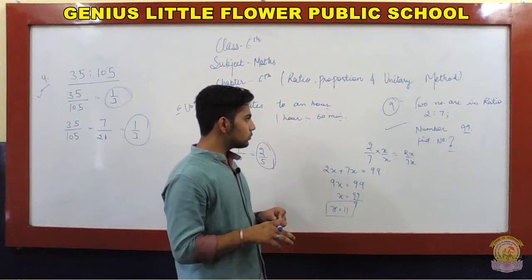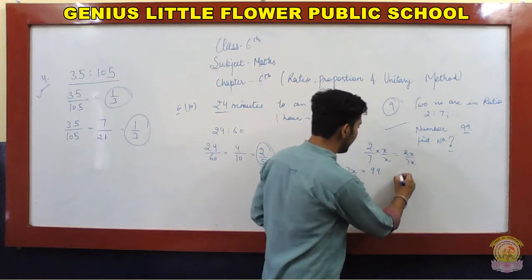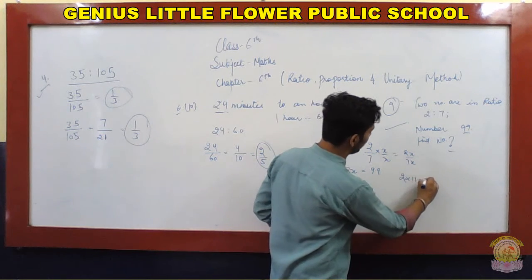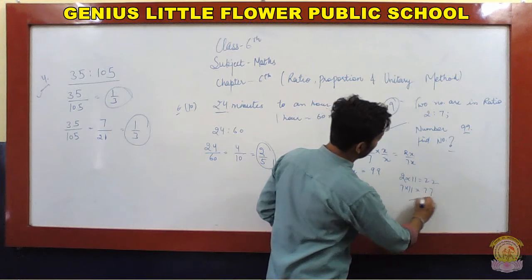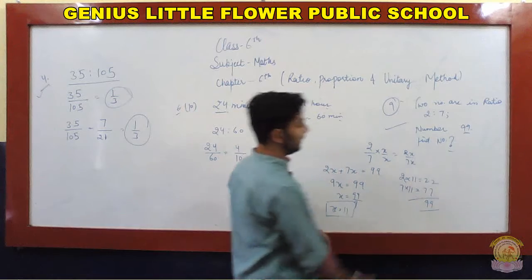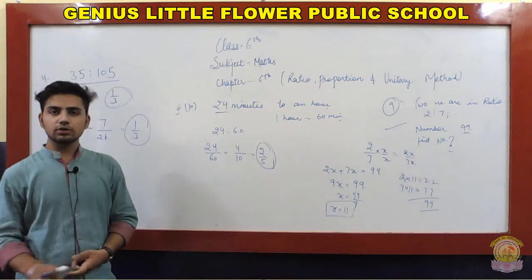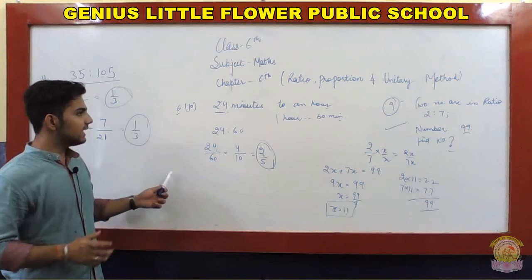So the two parts we will have are 2 into 11 giving you 22 and 7 into 11 giving you 77, and the total is 99. So like this you can solve other questions too, because this is a very easy exercise.